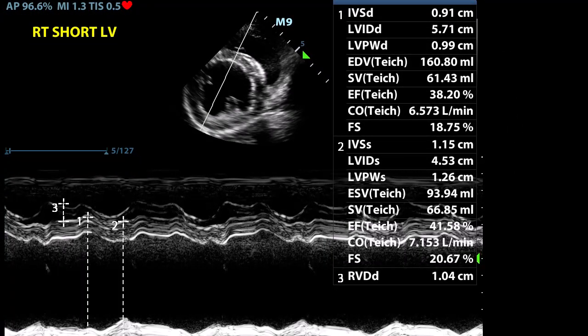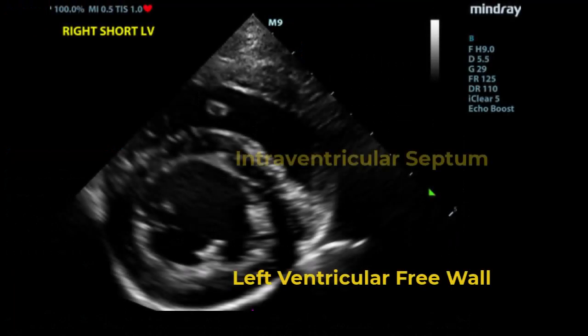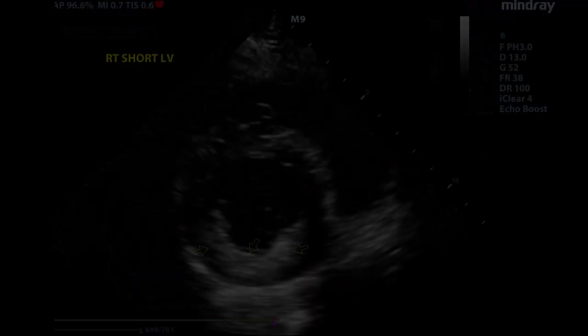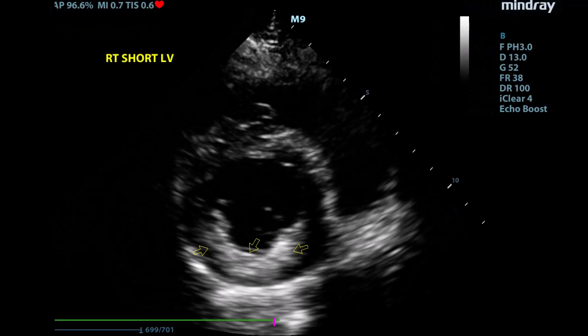In this still image, the left ventricular muscle is homogeneous, suggesting it is normal. In this still image, the left ventricular muscle is focally hyperechoic, suggesting infarction, fibrosis, or possible tumor.